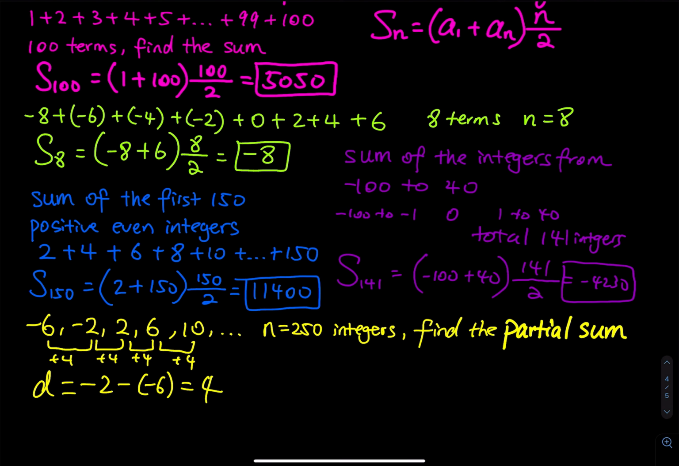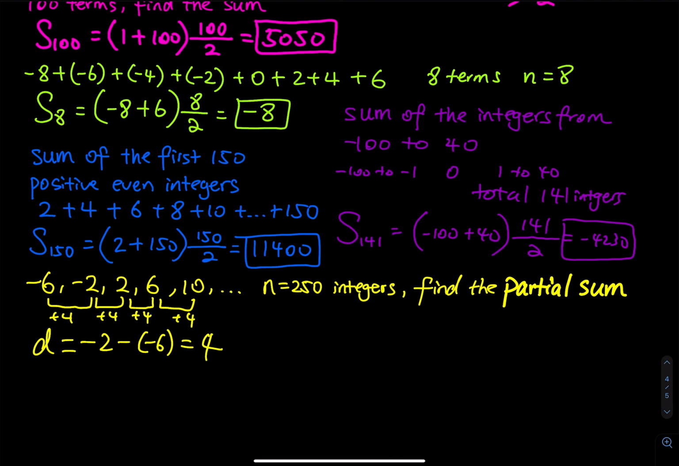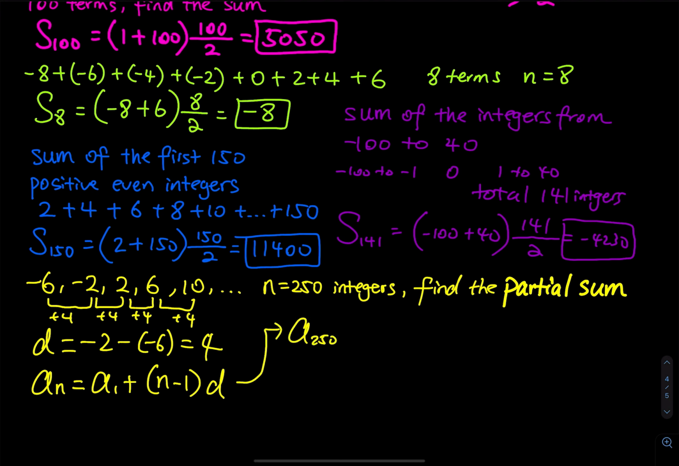And then in order to find the sum, I need the first and the last integer, right? We have to recall this for the arithmetic sequence. The nth term is the first term plus the number of terms minus 1 times the common difference. So you have a 250, which is equal to the first term plus 250 minus 1 times the common difference, which is 4. So the last term is 990.